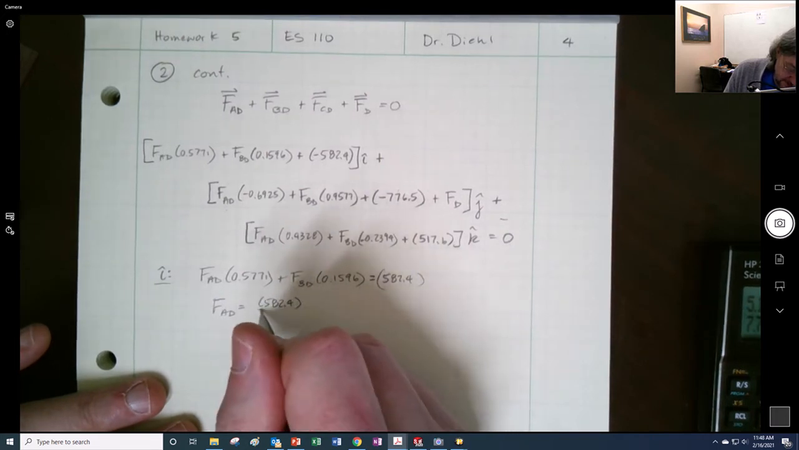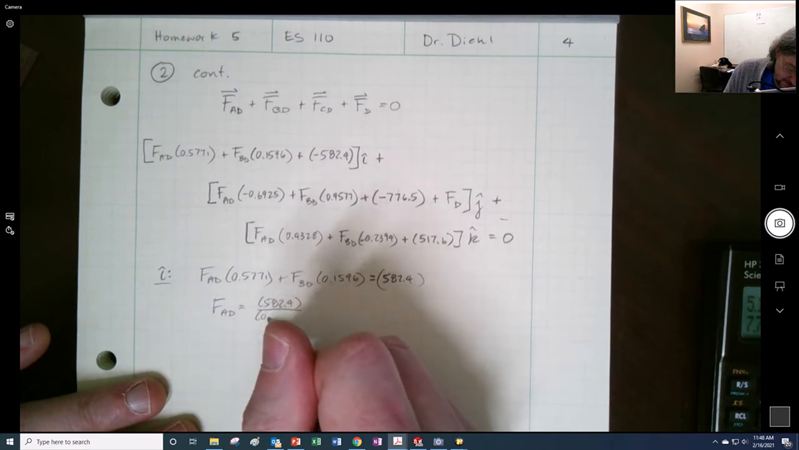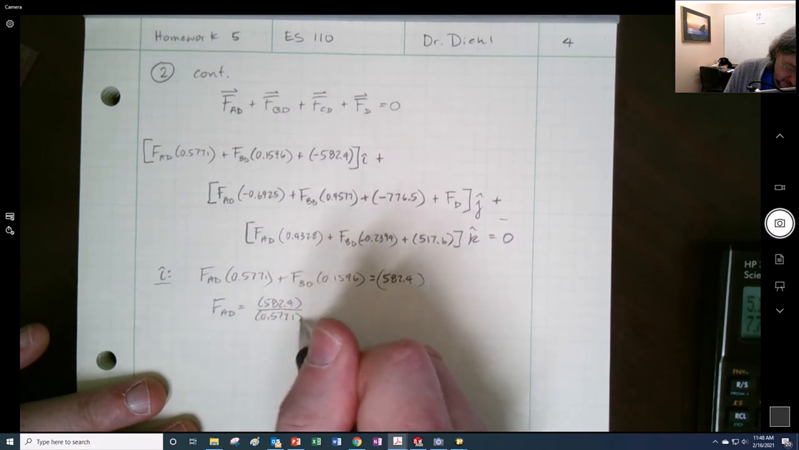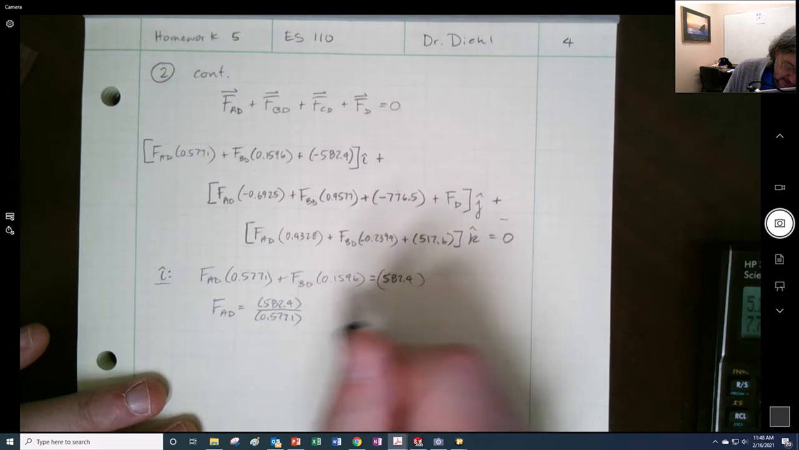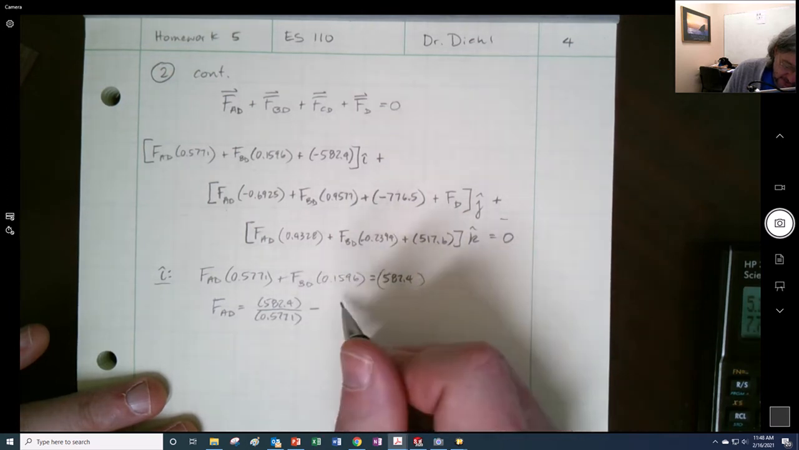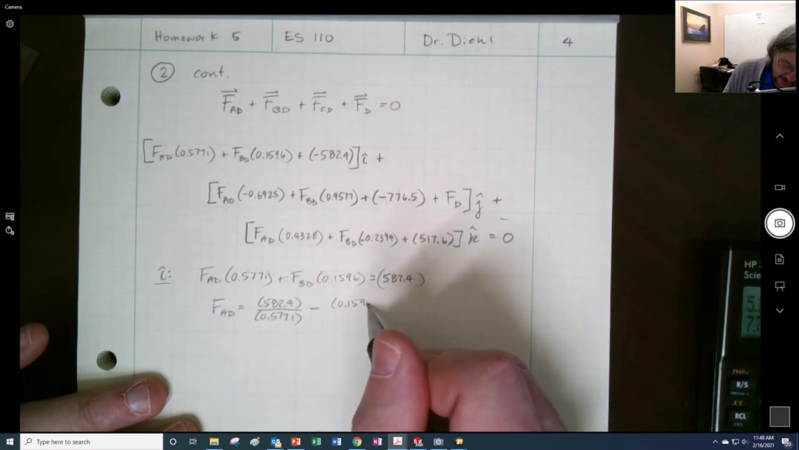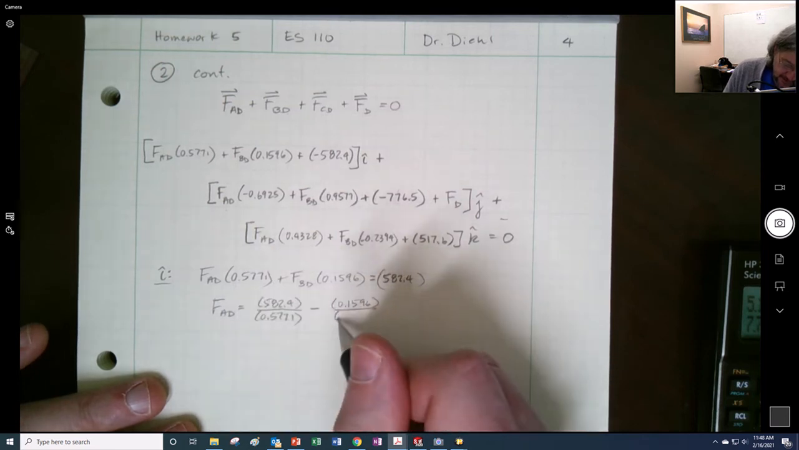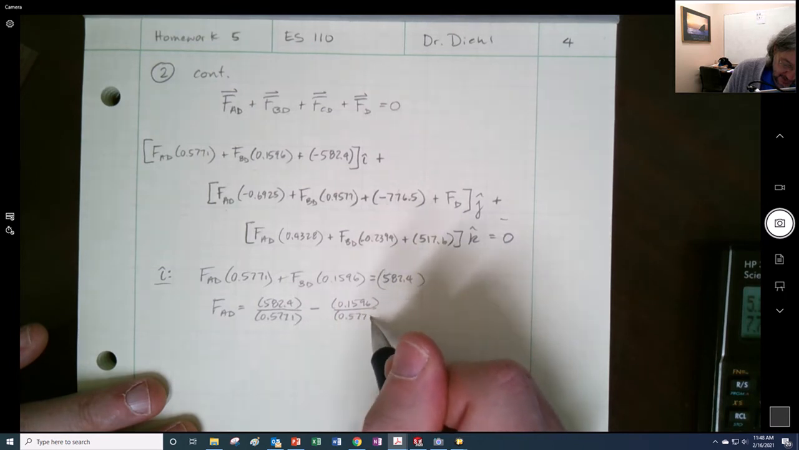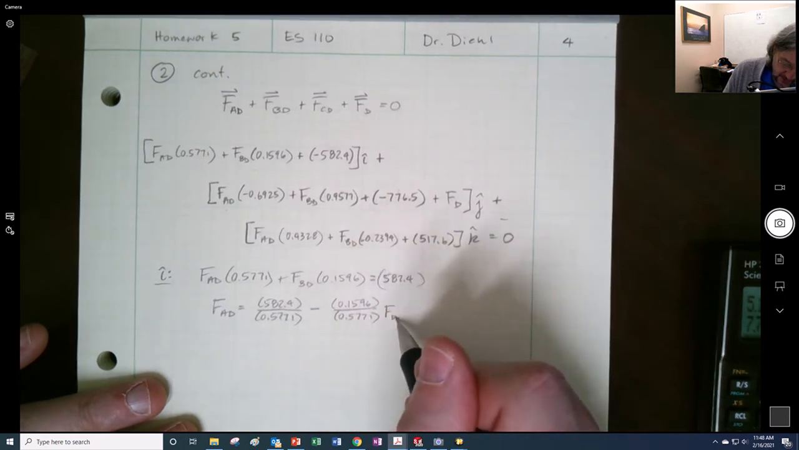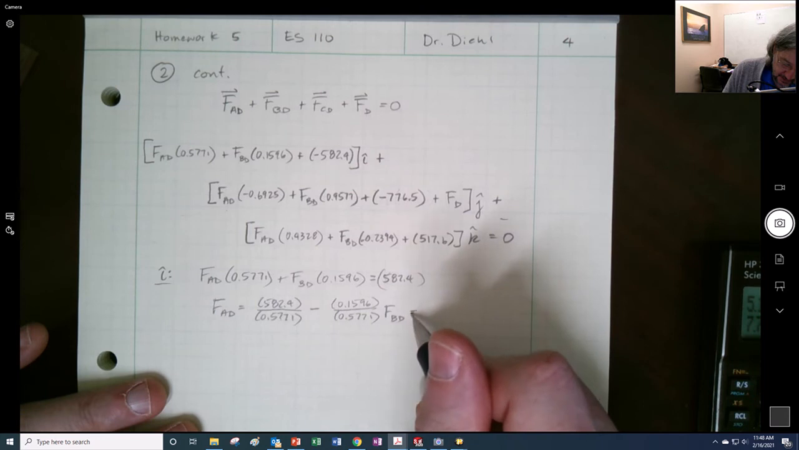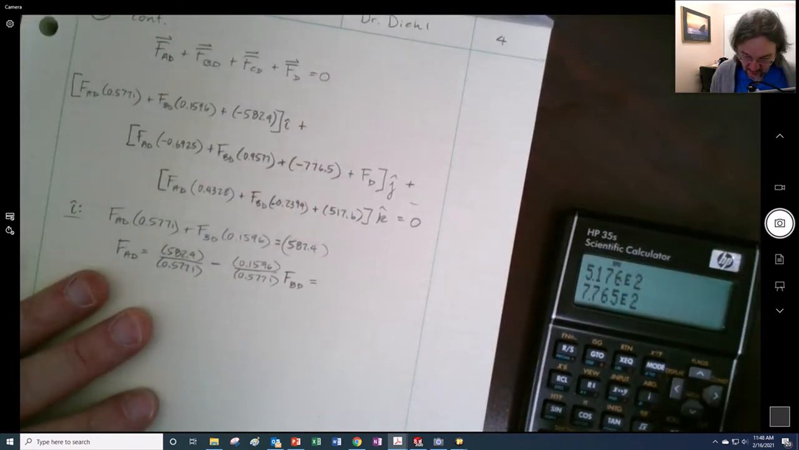582.4, this is going to make this video long, divided by 0.5771. Right there, yeah, that's true. Okay, then subtract, because this is going to jump over to the other side. 0.1596 divided by 0.5771 FBD, right? So let's figure out what that is.